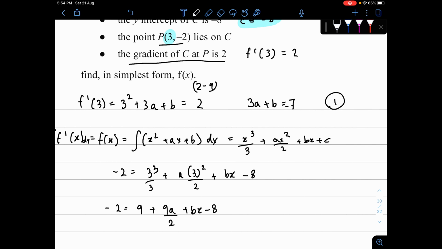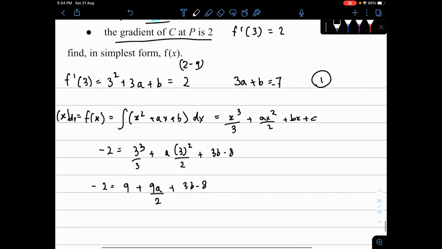What else do we know? Let's simplify it. Not bx, 3b, sorry. This should be 3b, because x is 3. So this will be 3b minus 8. So this will be minus 2 equals 9 minus 8 is 1, plus 9a over 2 plus 3b.